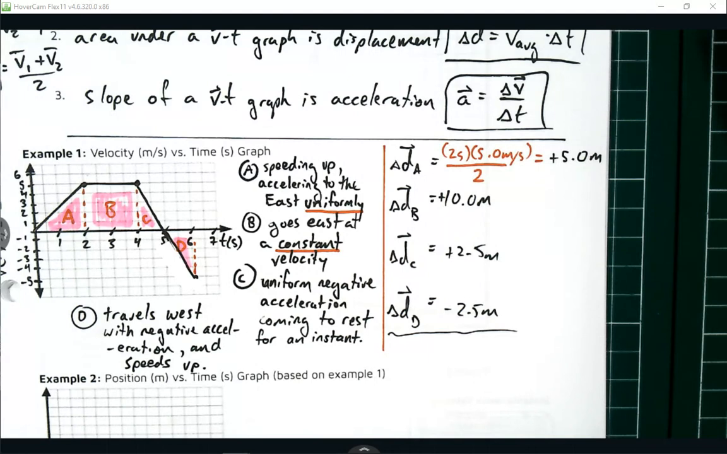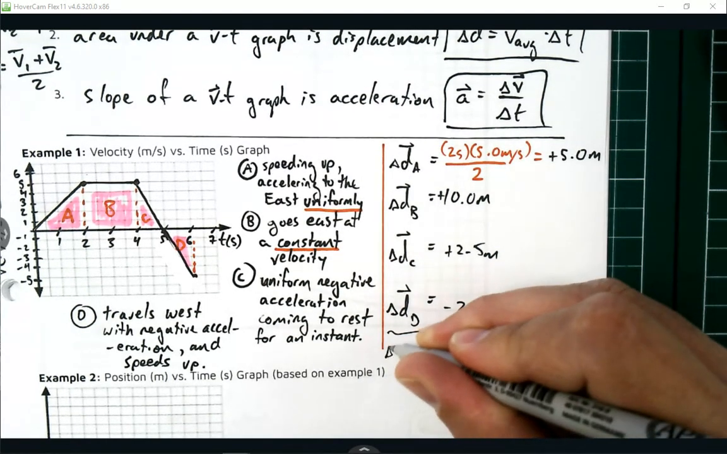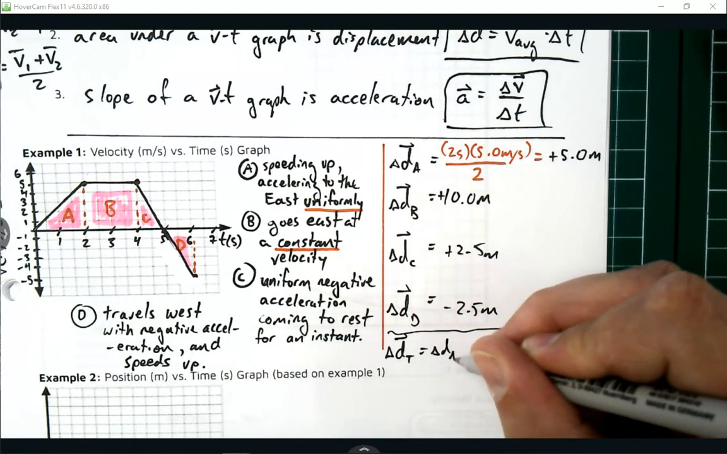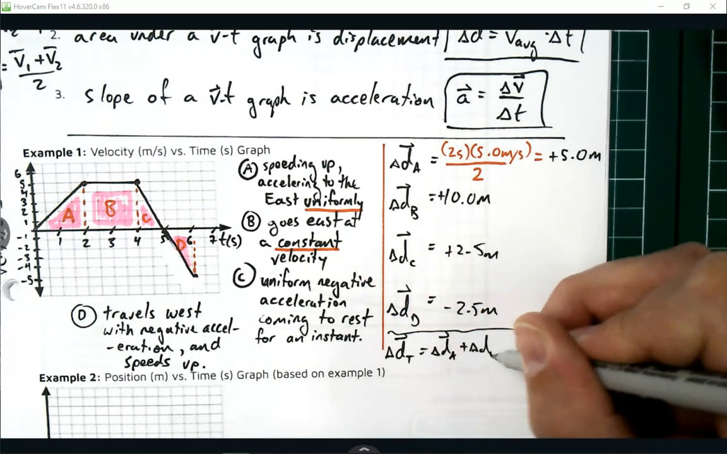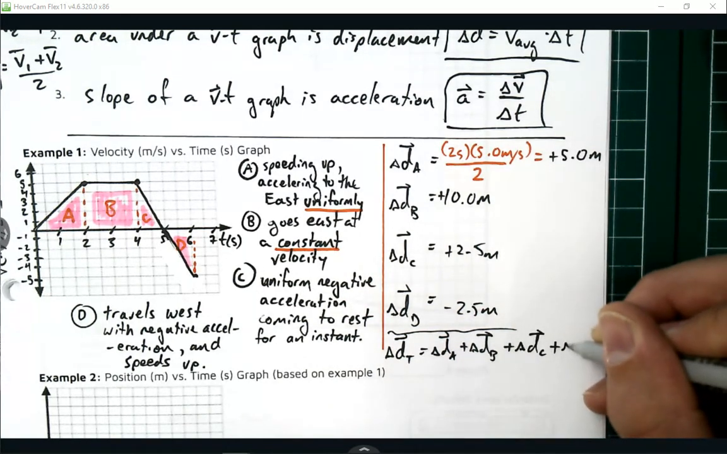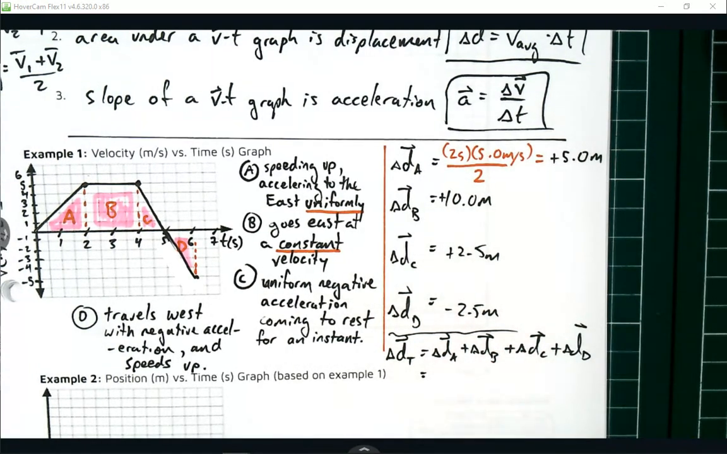Yeah, add them up. We've been here before. We've done this in homework, right? So we say delta D total equals, and we could write it out formally, delta dA plus delta dB plus delta dC, and so on. And just for the sake of space, I'm not going to sub in all my values. I'm going to do a bad thing.